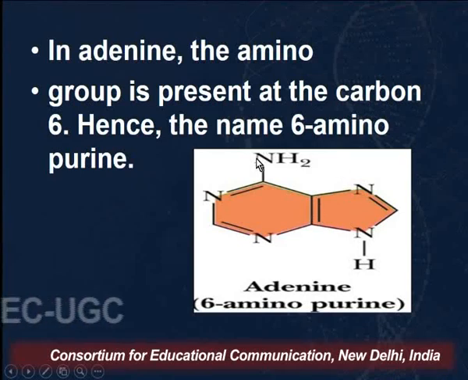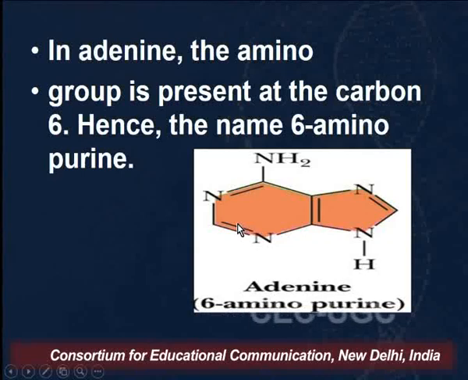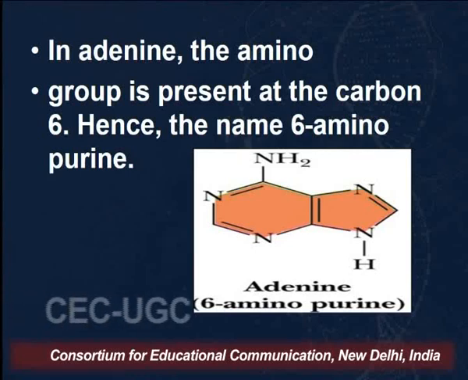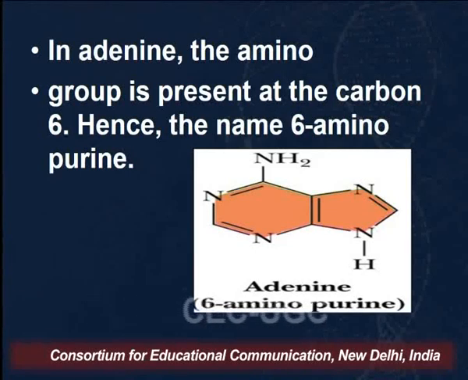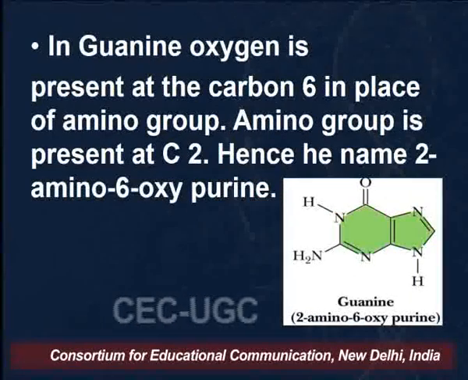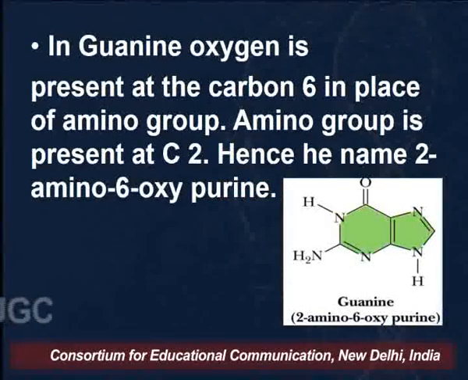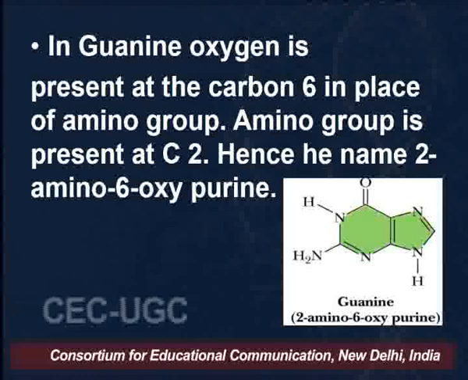This is the IUPAC name of this molecule. Otherwise, this is popularly known as adenine. When we'll be discussing the structures, we'll be talking as adenine, thymine, guanine, cytosine, uracil. We will not be talking in terms of the IUPAC names. Now when we go on to guanine, in guanine oxygen is present at the 6th carbon, at this position, in place of the amino group.